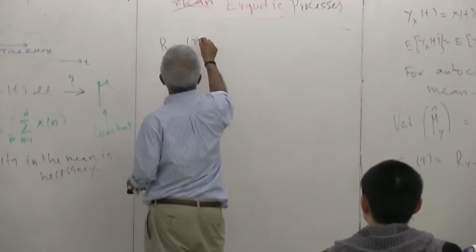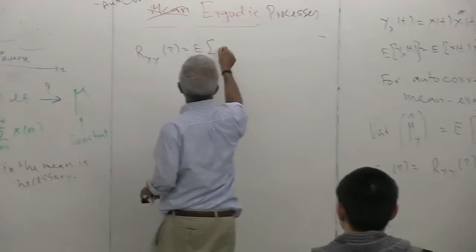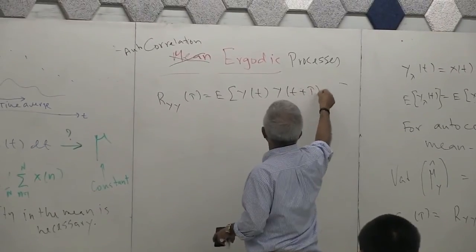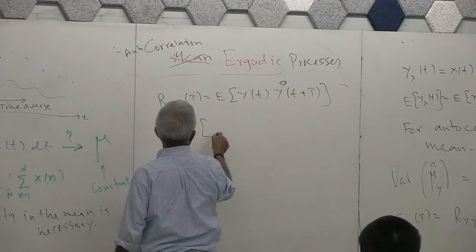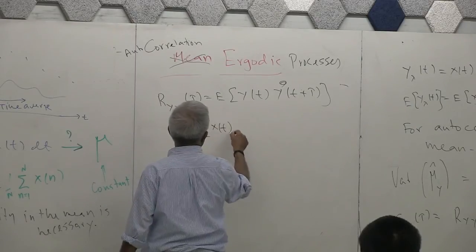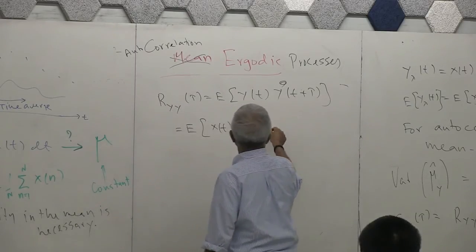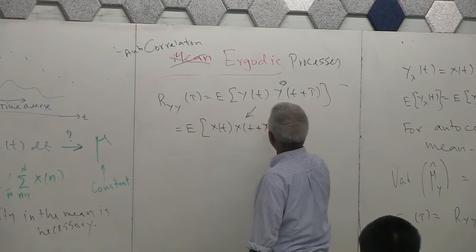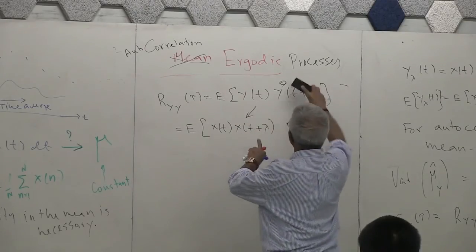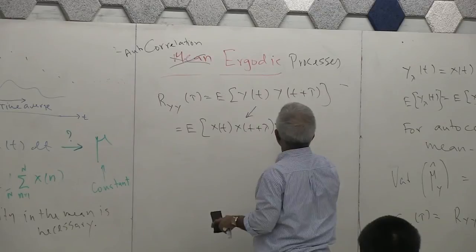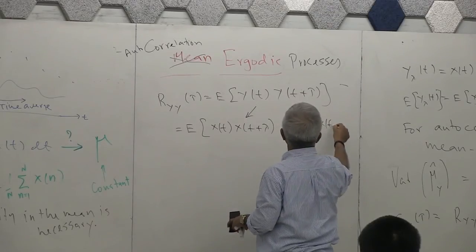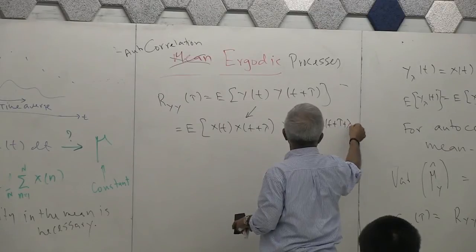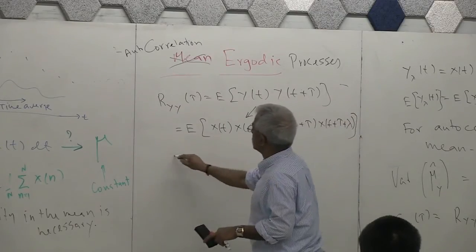Ryy of tau will be the expected value of y of t times y of t plus tau. So y of t is x of t squared plus lambda. Let's say we do it in real. Then this is x of t plus tau, x of t plus tau plus lambda. Anybody know how to do this?